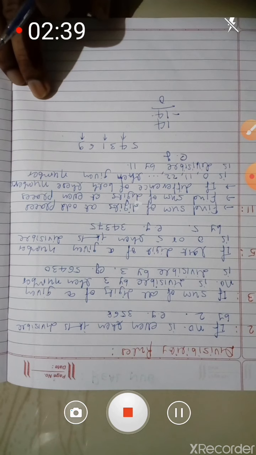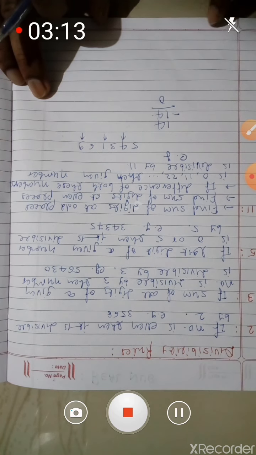Now rule of 11. It is quite long, so first understand it step by step. First, find the sum of digits at odd places. Odd places means first, third, fifth places. Then find the sum of digits at even places, meaning the remaining alternate places. Now if the difference of both these sums is 0 or 11, then the given number is divisible by 11.